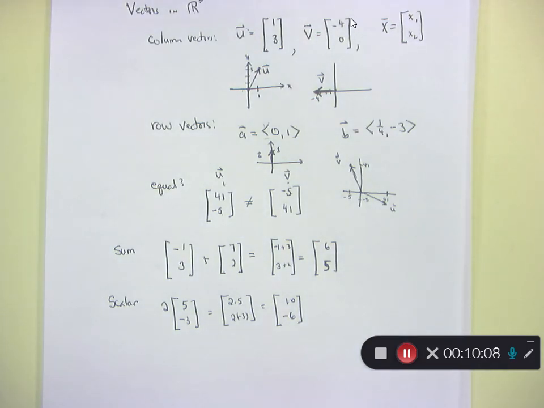Now, what exactly is this vector doing here? When you scale it, times 2 is doubling the length. The direction's the same, but the length is going to be twice as far, okay?